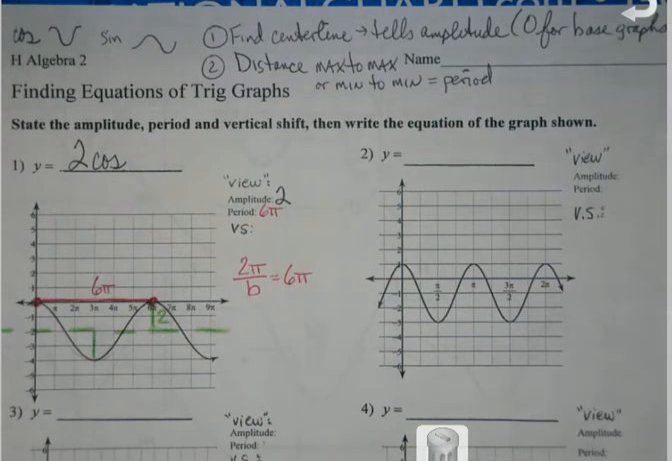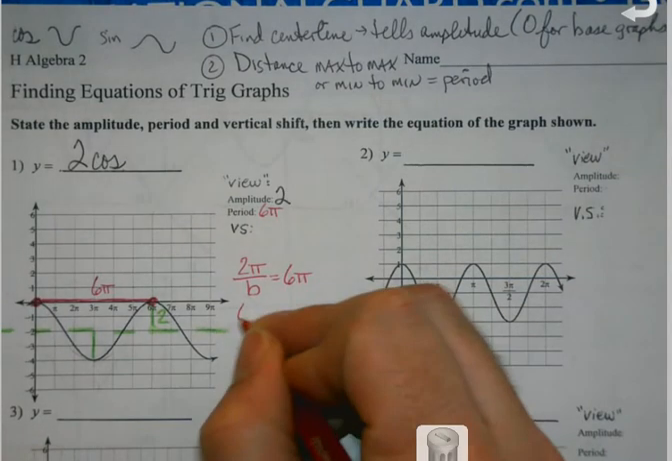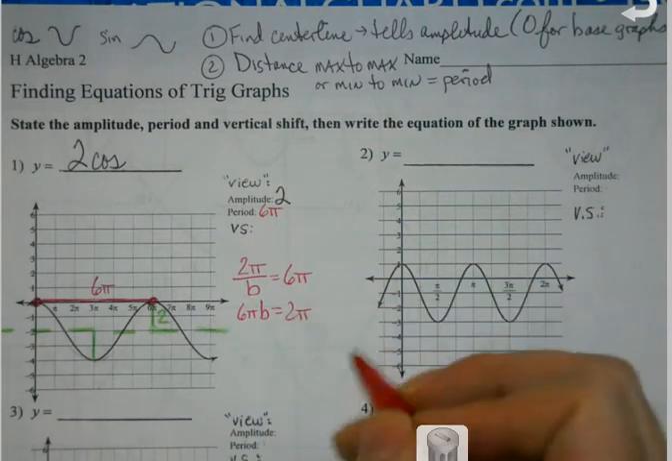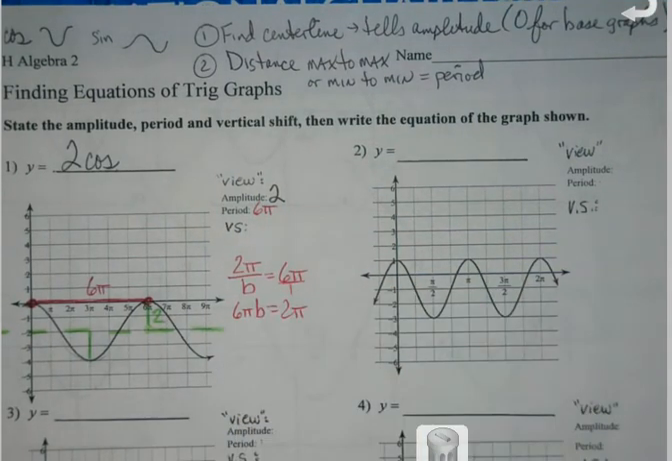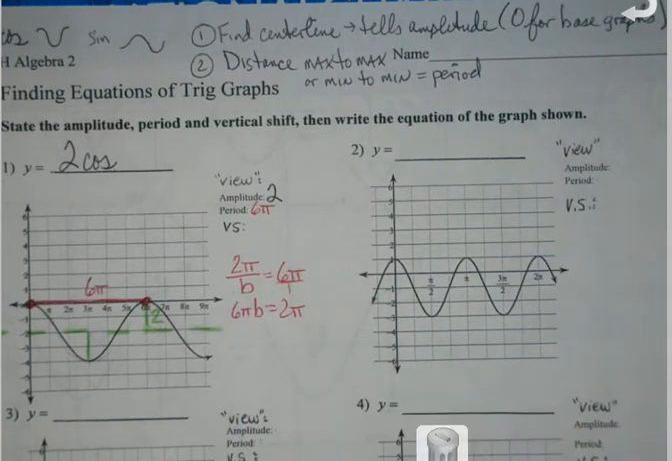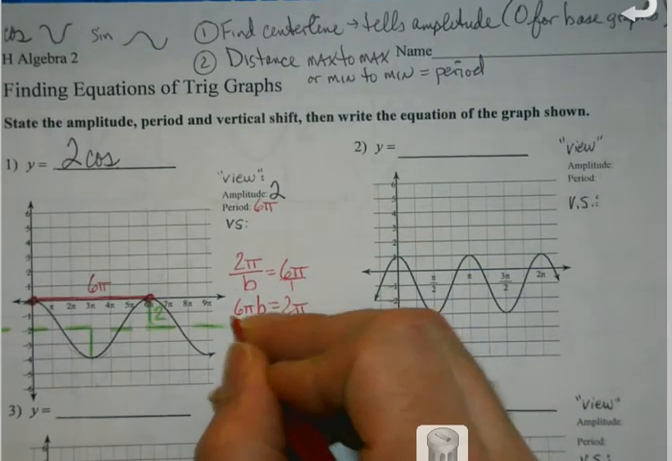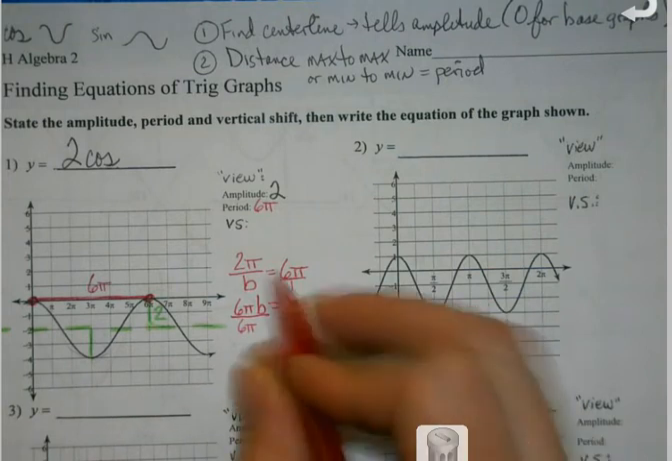There's a couple of ways I could do this. I'll be a little bit more direct in this one this time. I'll say, okay, so 6 pi b equals 2 pi, because you can either look at it like you're cross multiplying, or you could just say I'm multiplying both sides by b, because to solve for b, I have to get it out of the denominator. And then I'll just divide by 6 pi.